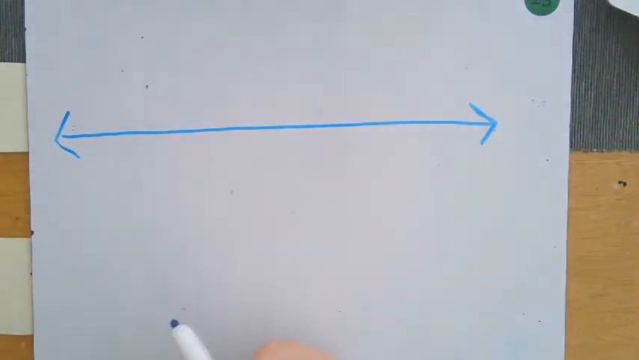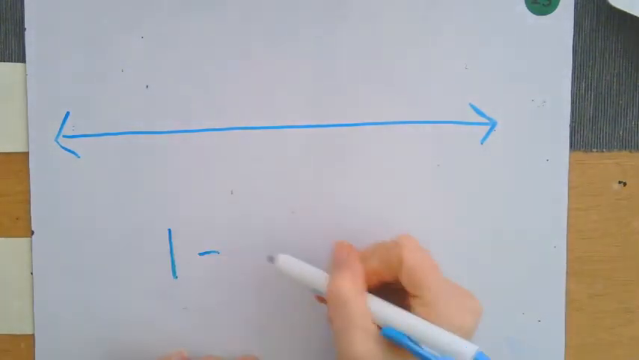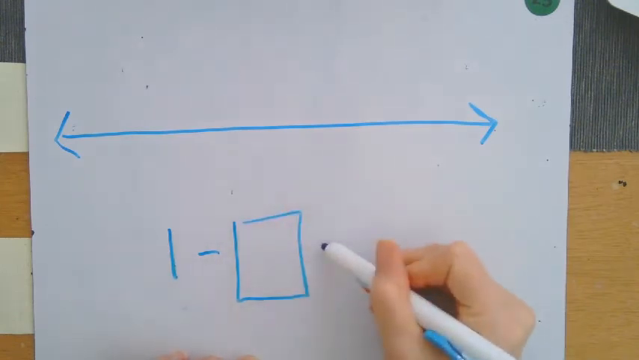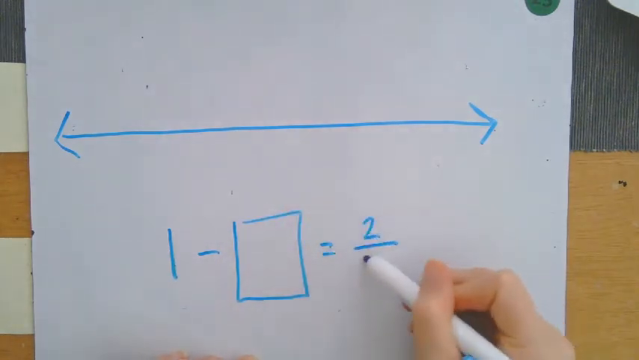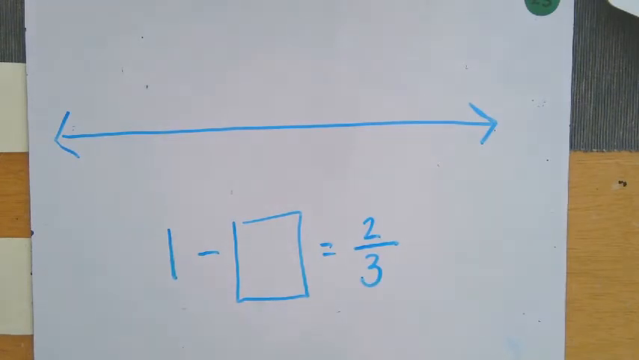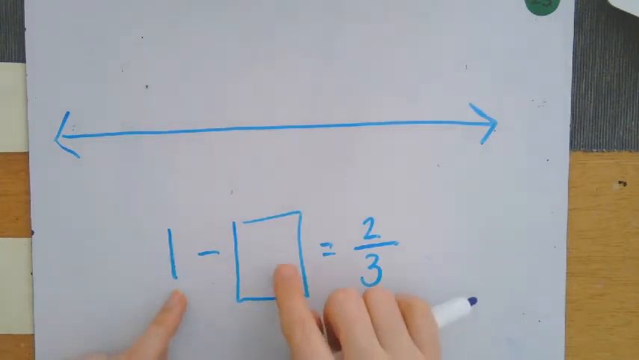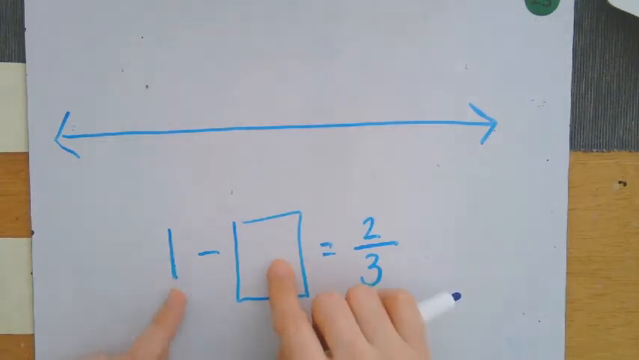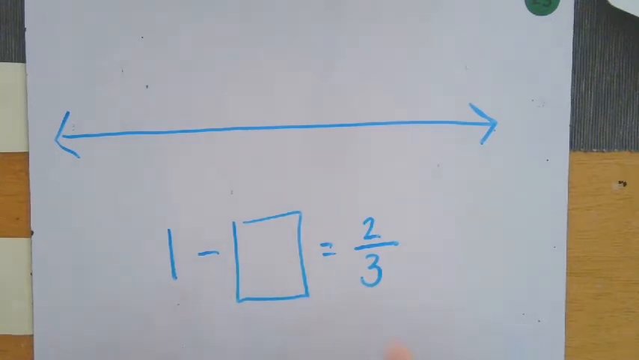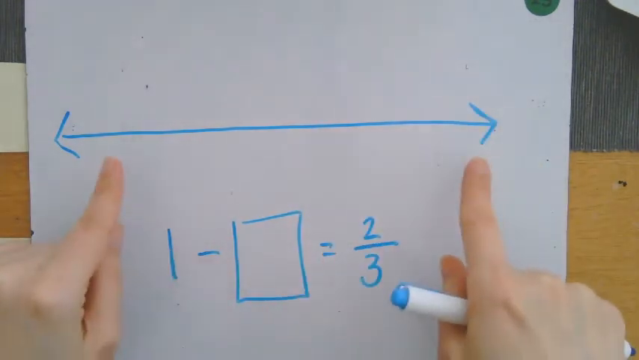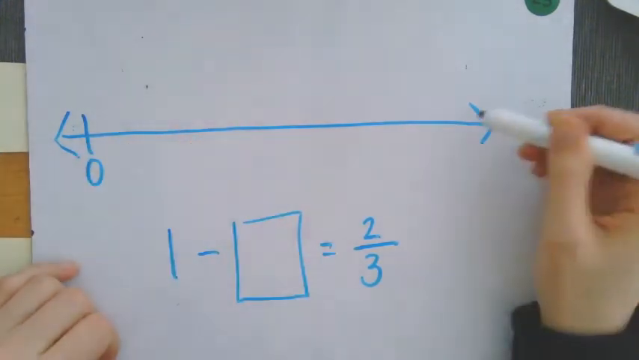All right, so we're going to have the problem 1 minus something to give me 2/3. So the largest number here is 1, and the smallest number here is 2/3. Is my number here in the middle going to be larger or less than 1? Less, okay, because we're subtracting. So because of that, I know what my 2 whole numbers are going to have to be, 0 and 1.